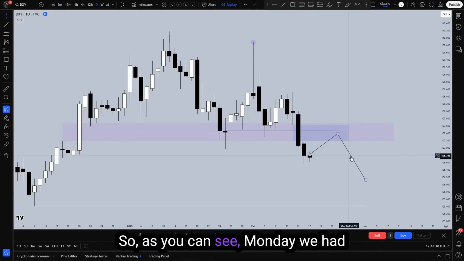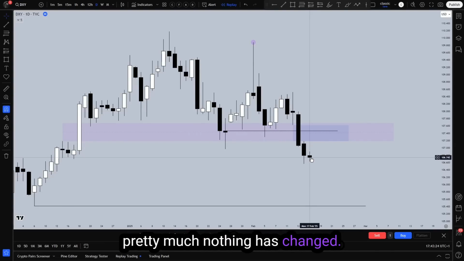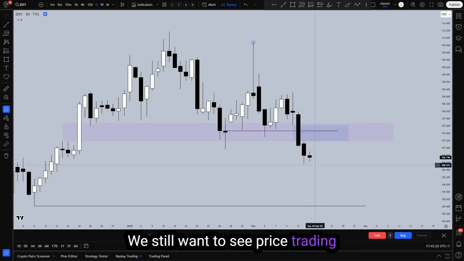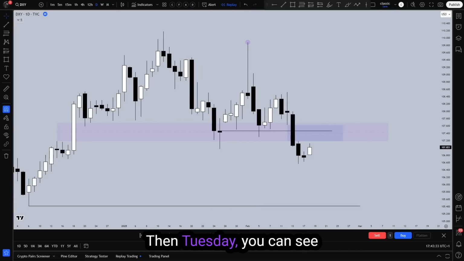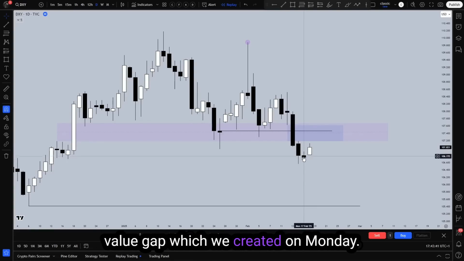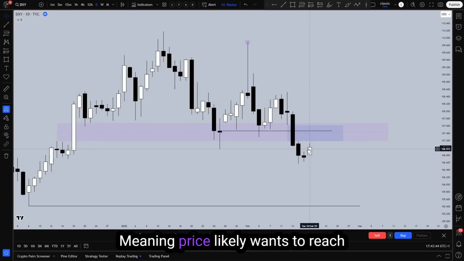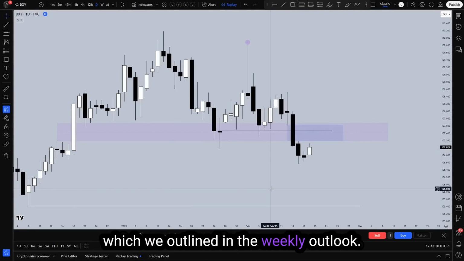So as you can see, Monday we had an inside bar of the Friday candle, and pretty much nothing has changed. We still want to see price trading higher to form the weekly high. Then Tuesday, you can see again, we get some retracement. We did close above this minor bearish value gap, which we created on Monday, meaning price likely wants to reach higher into that upper fair value gap, which we outlined in the weekly outlook.